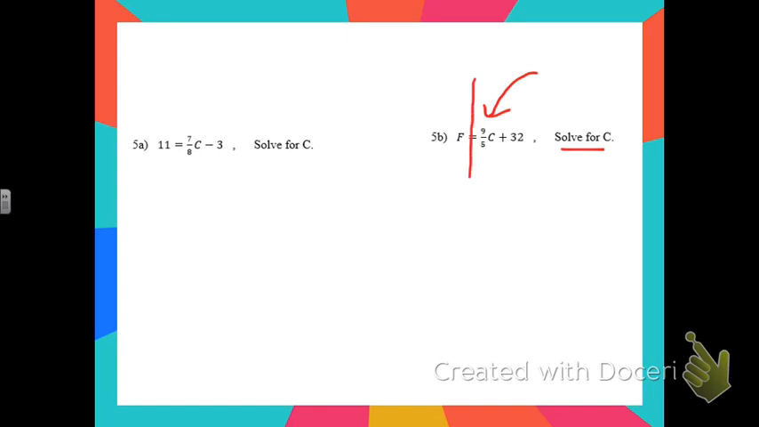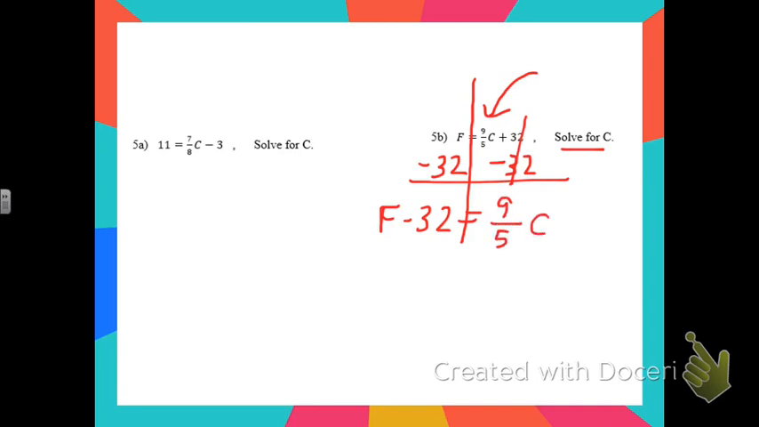So what is happening here? It's being multiplied by 9/5 and being added to 32. So I'm going to subtract 32 right away. So I have F minus 32 equals 9/5 C. So right now it's being multiplied by 9/5, so I need to divide by 9/5, which is the same as multiplying by 5/9.